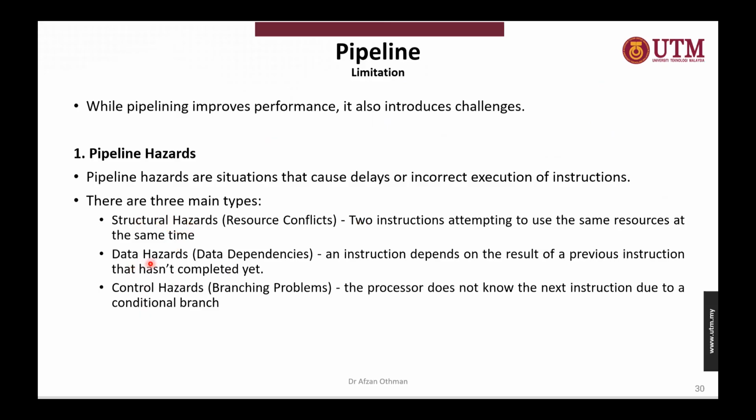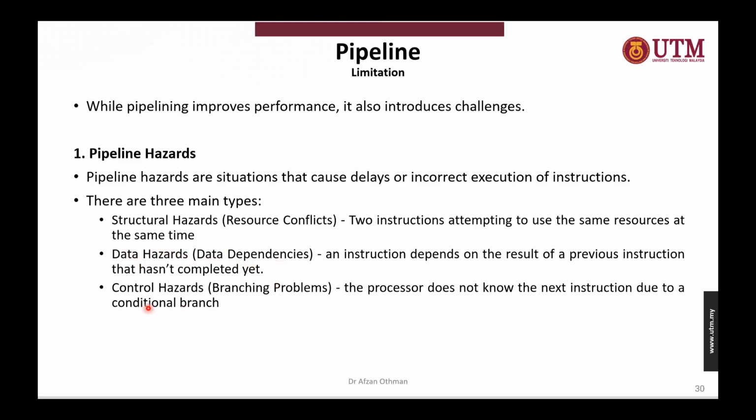Then we have the data hazard, which is a data dependency, where an instruction depends on the result of the previous instruction that hasn't completed yet. It means that you run instruction number 1, and at the same time you run instruction number 2. But instruction number 2 is going to use the value from instruction number 1, which is not yet executed. So that's what we call a data hazard due to data dependencies.